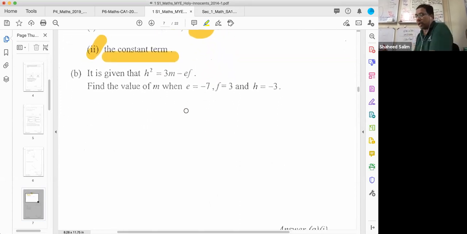Given that h square equals to 3m minus ef, find the value of m when e. They give you the thing. They want you to find m. If it's a little bit hard, it's okay because it's mid-year paper. But again, it's normal academic, so.